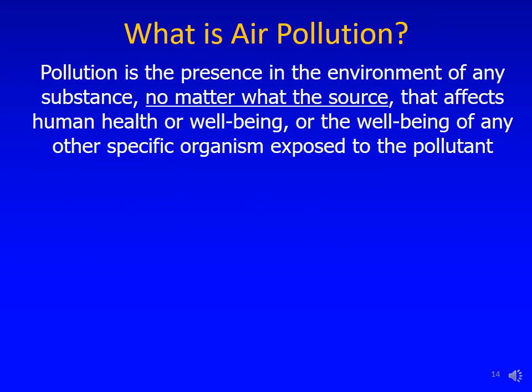So how do we define air pollution? Well, the definition the EPA uses is that pollution is the presence in the environment of any substance, no matter the source, that affects human health, well-being, or the well-being of other organisms exposed to the pollutant. So the key there is no matter the source. There are anthropogenic, which are human-emitted pollutants, and there are naturally occurring pollutants as well.